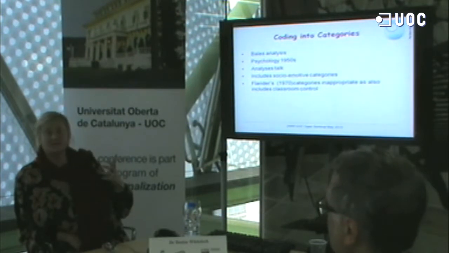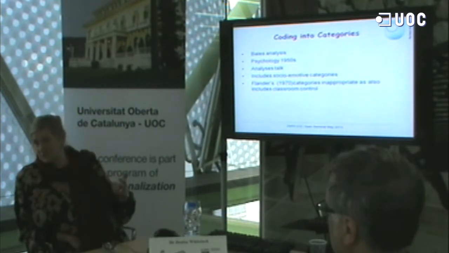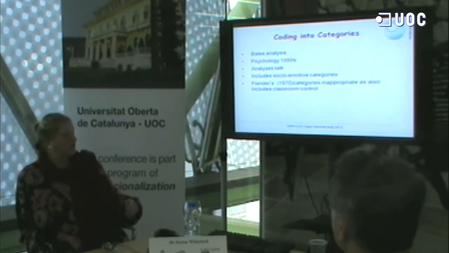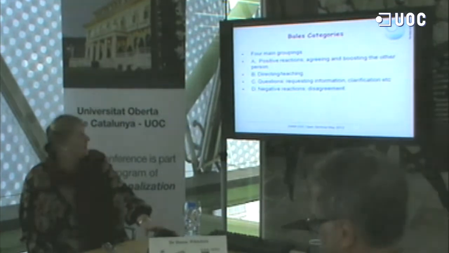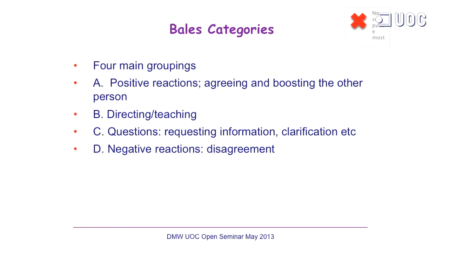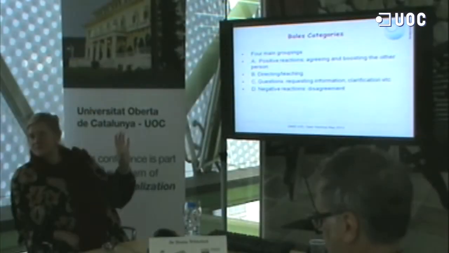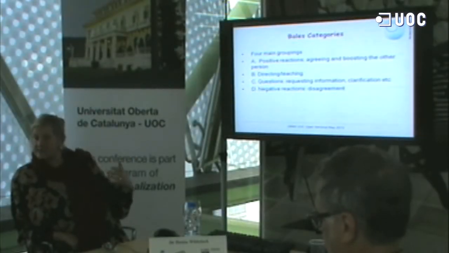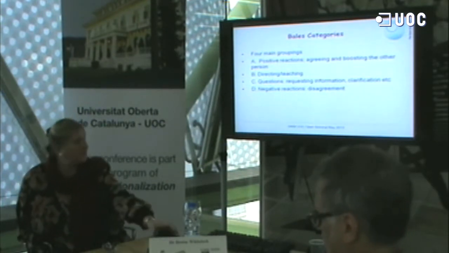And now there is a set of categories, Flanders categories, which are to do with teaching. I looked at those sorts of systems, but they were more to do with classroom control as opposed to what's going on in a group. So there are 4 main categories: positive, negative, and questions. But there was directing of the group, which I'm calling teaching, because that matched more with what we're doing.